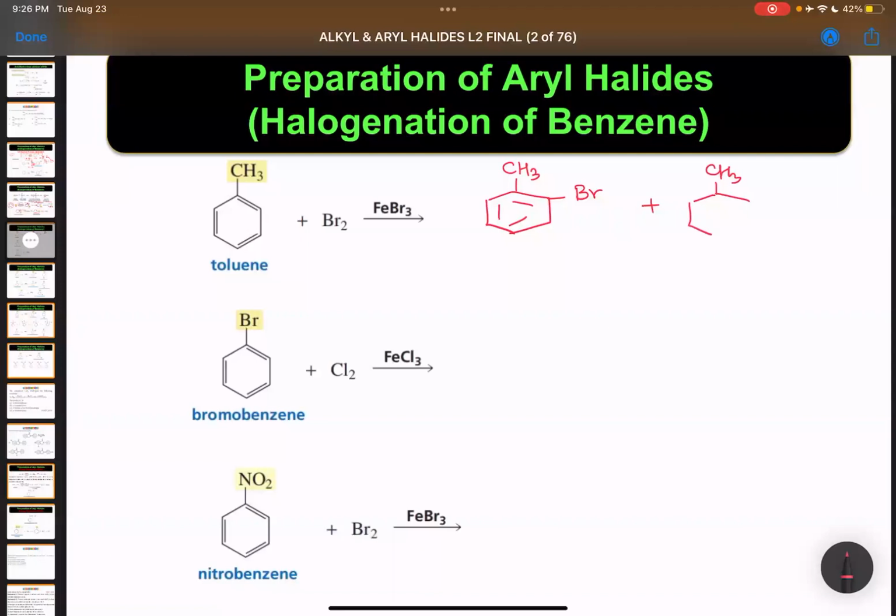And electron pulling groups or electron withdrawing groups, they are actually meta directing groups. So bromine also has a lone pair. So it is giving its lone pair to the benzene ring. So in a way, it is also an ortho para directing group. Okay.